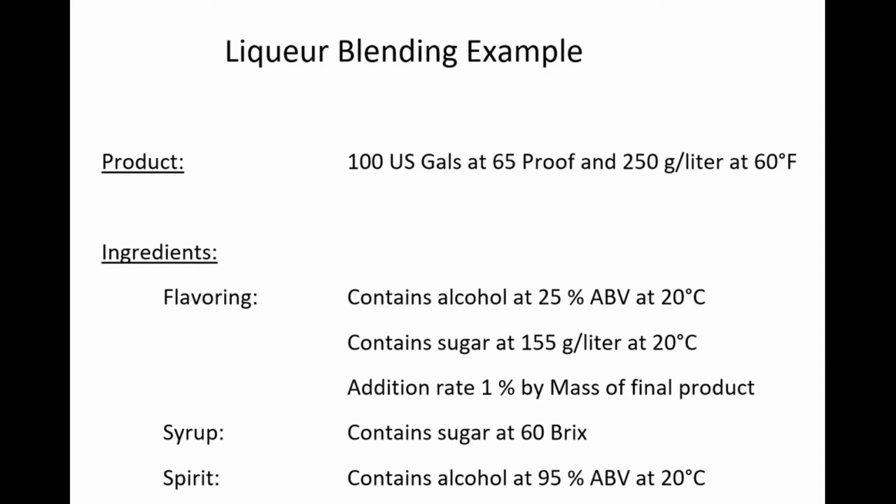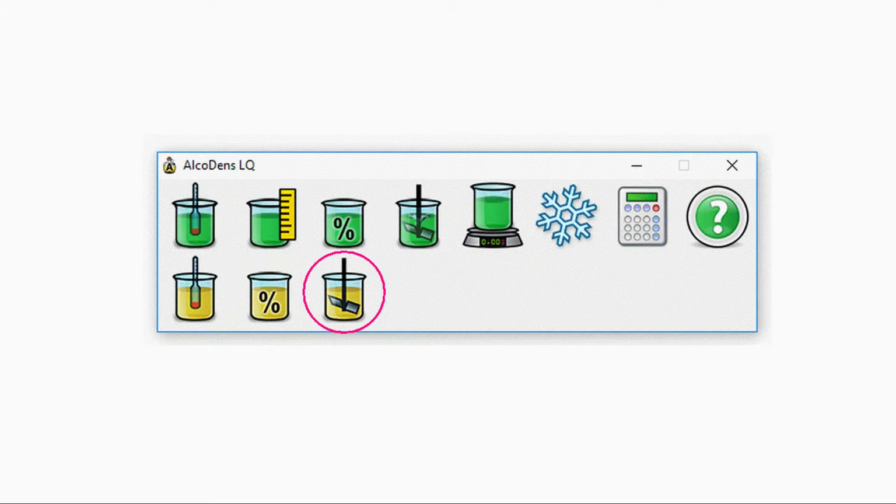These are a flavoring that contains some alcohol and sugar, and which must be added so that it makes up 1% of the final product by mass. We also have syrup available at 60 brix, and we have spirit which contains 95% ABV at 20 degrees Celsius. Finally, we also have water available in case it is needed to get the final dilution correct.